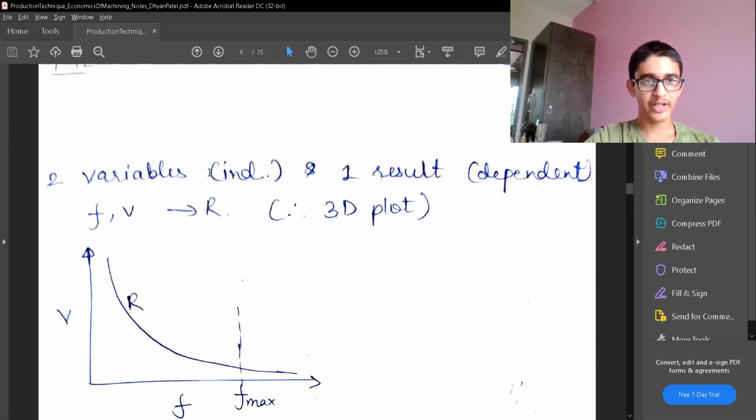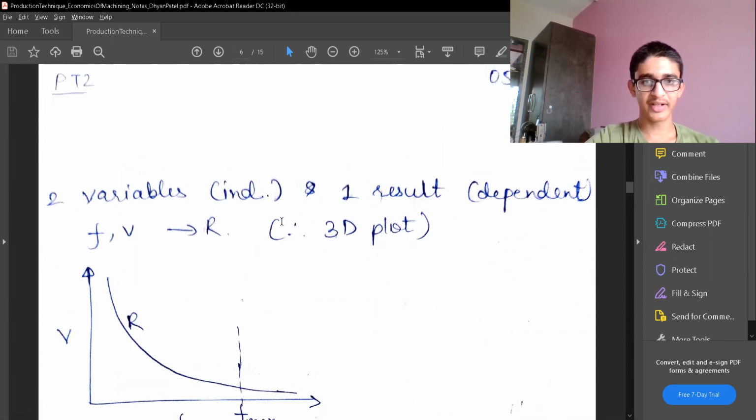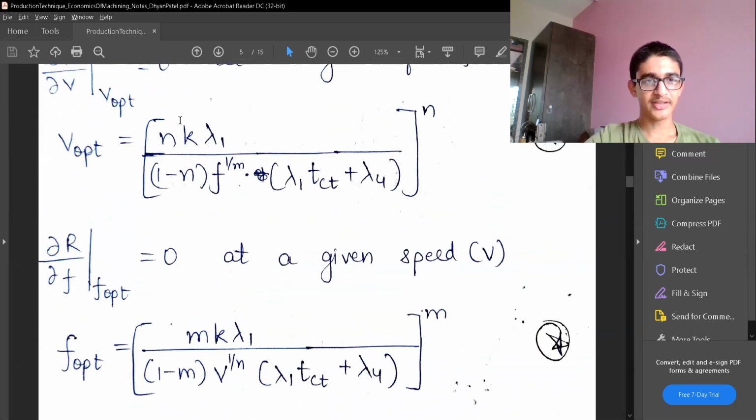So there are two independent variables, and the one result is the cost, which is the minimum cost or minimum tool cost, tool changing cost. So these are the two expressions.